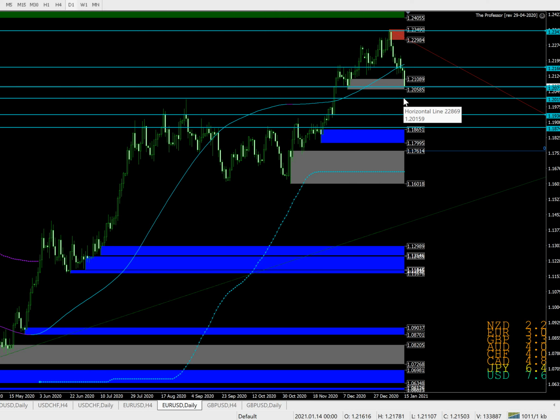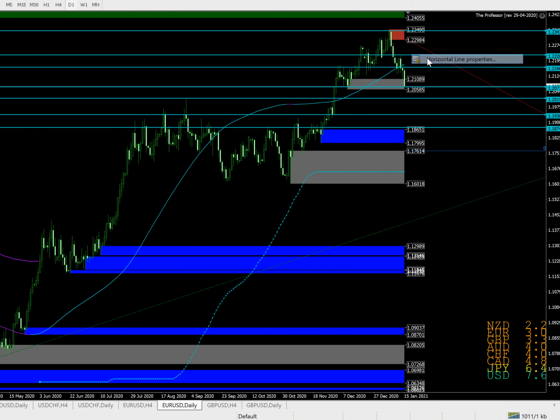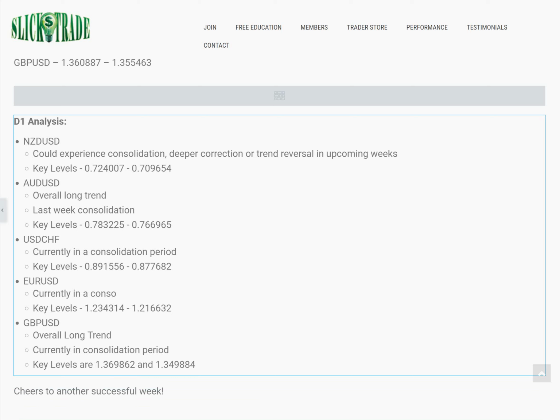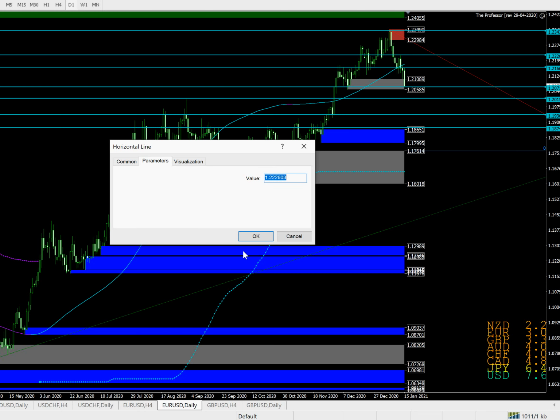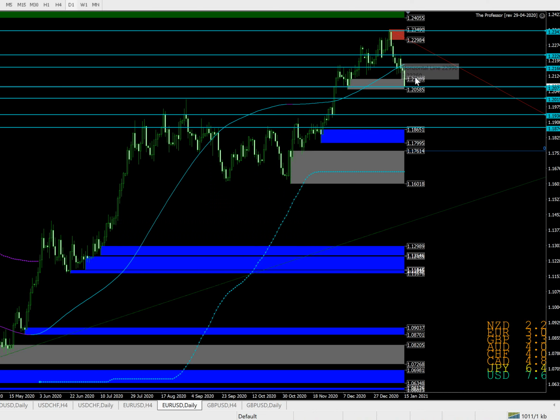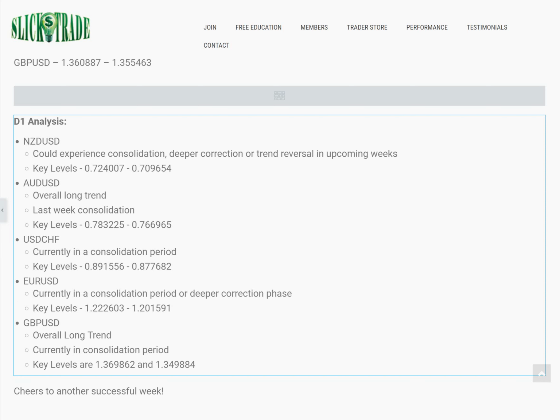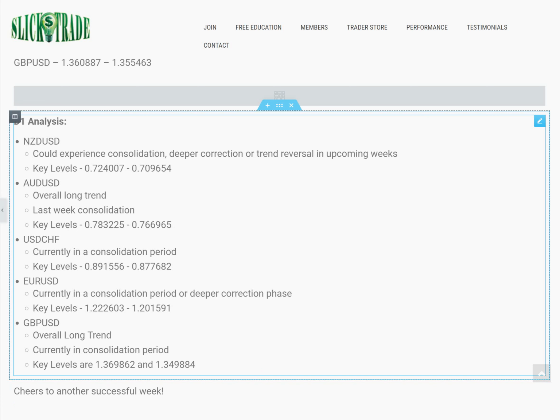But as far as the daily is concerned, I would say here is a stronger level, and this upper level here. Actually going to add it right here because we experienced quite a bit of consolidation there. So currently in a consolidation period or deeper correction phase. Our new key levels are here and here. Like I said, you can go for those tighter ones in there, but just be aware that could change. We never know.